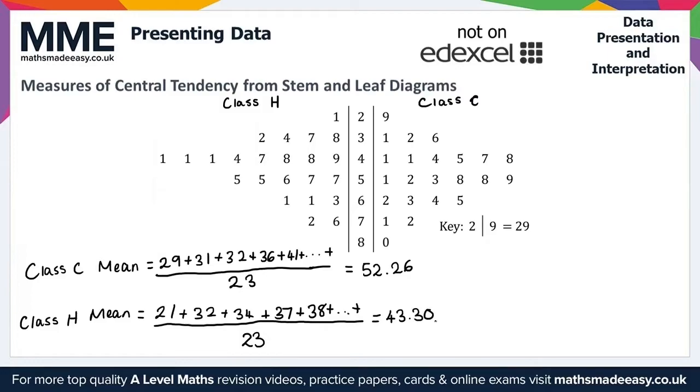So what that tells us then is the mean for Class C is higher. We can also find the median of Class C, and conveniently, the stem and leaf diagram already provides our data in order, so we don't need to sort that in order.